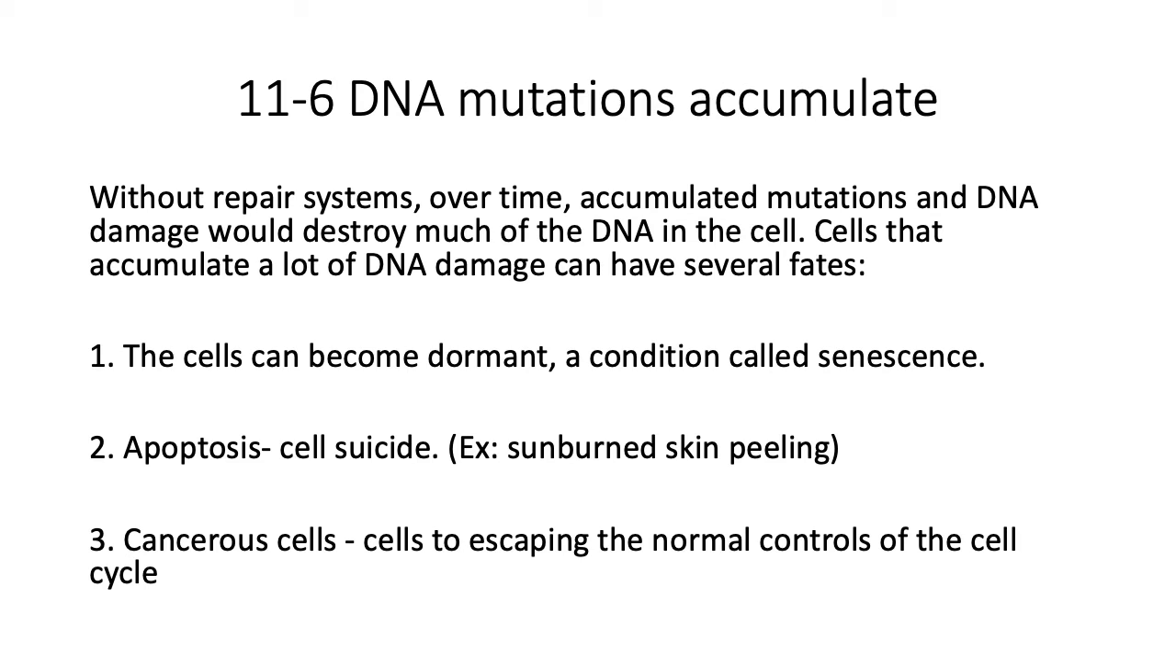But first, let's talk about what happens to cells when mutations accumulate and there is no repair. So here is three possible fates. One is that cells can become dormant, and so they just are no longer active anymore, and so this condition is called senescence. So they're just getting older, they become dormant. Another strategy for getting rid of all of this DNA damage accumulation is for cells to commit self-suicide, which is funny to say, but they actually do self-destruct, and this is called apoptosis.